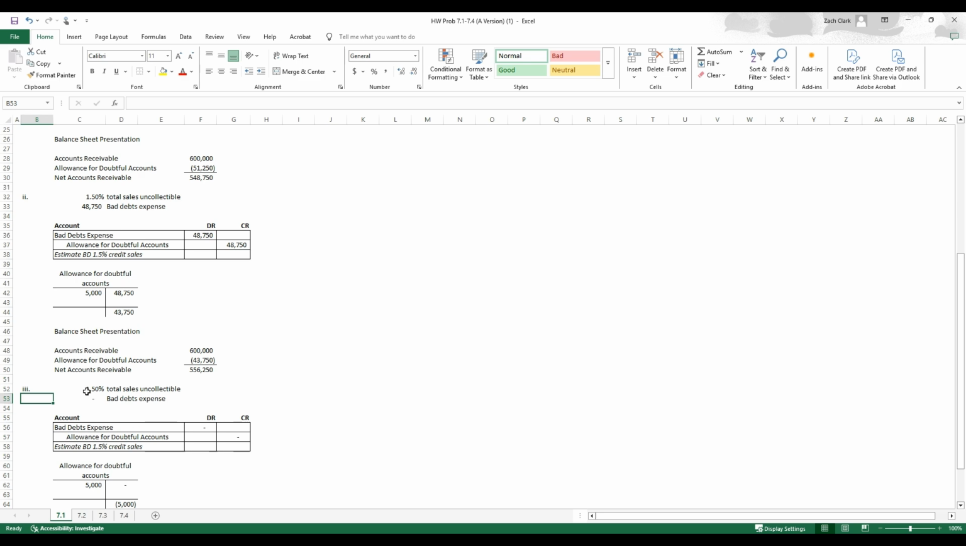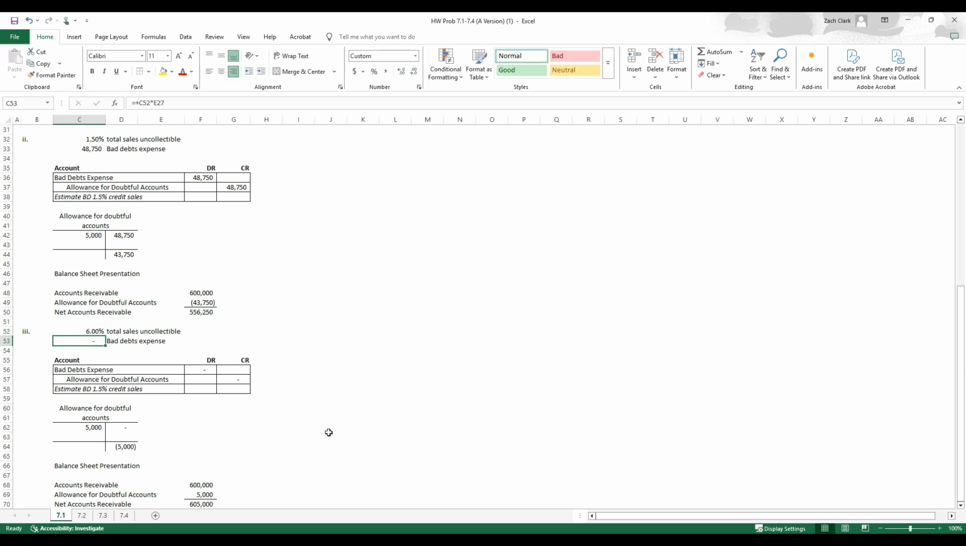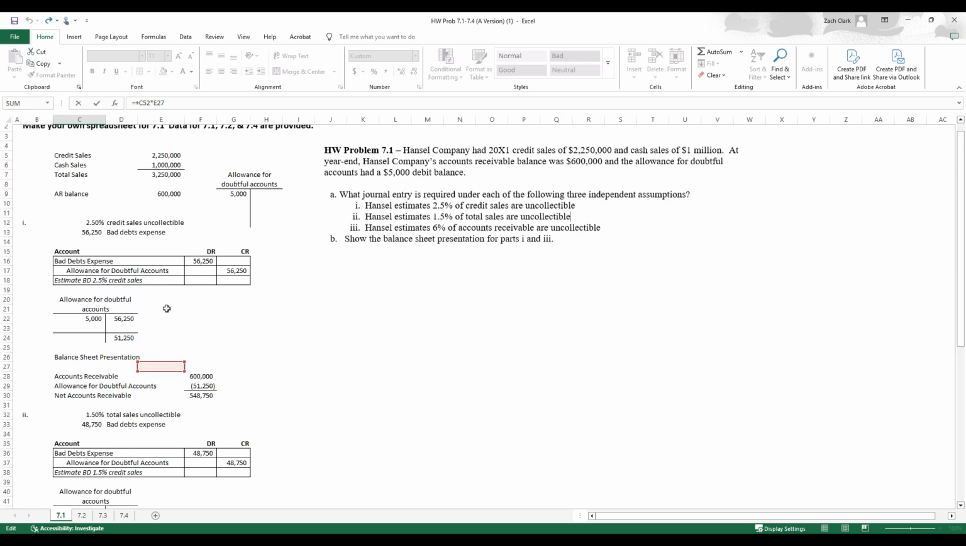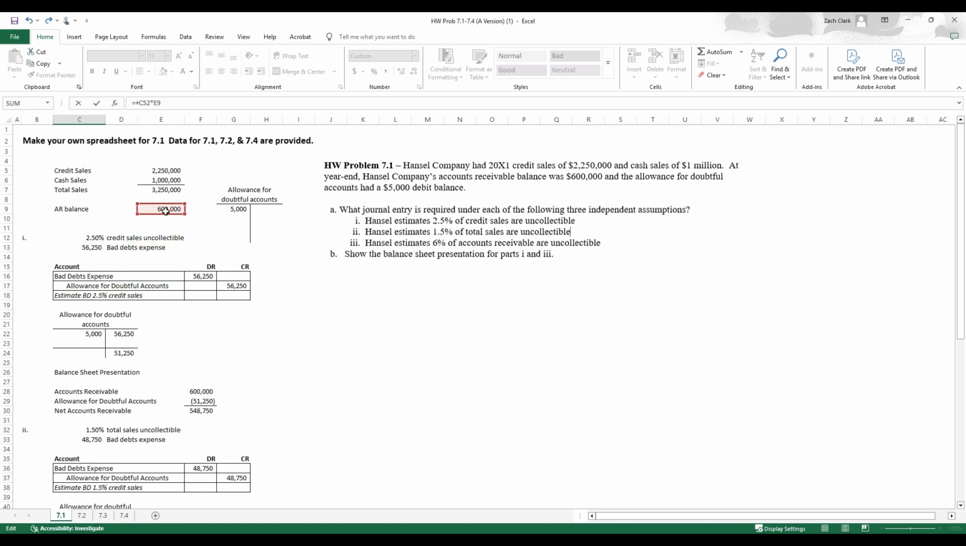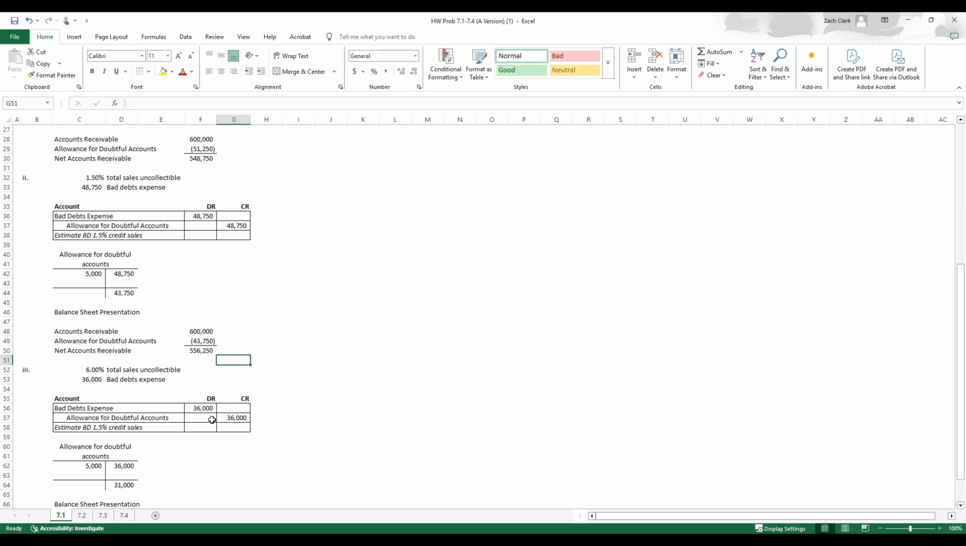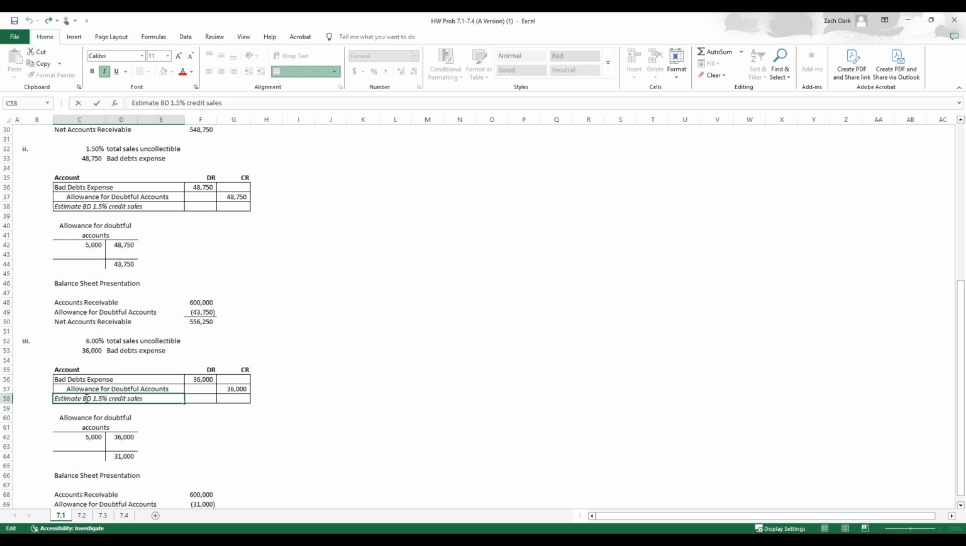And let's move on to the third assumption here. The method is 6% of AR is uncollectible. So we're doing the AR aging method now. And so we're going to take our 6%, not times sales anymore, but times the outstanding AR balance of 600,000, which gives us 36,000. And this is the method where we have to analyze. We'll say 6% of AR. Here we have 36,000, and that's our target. So we want to end up with an allowance for doubtful accounts of 36,000.